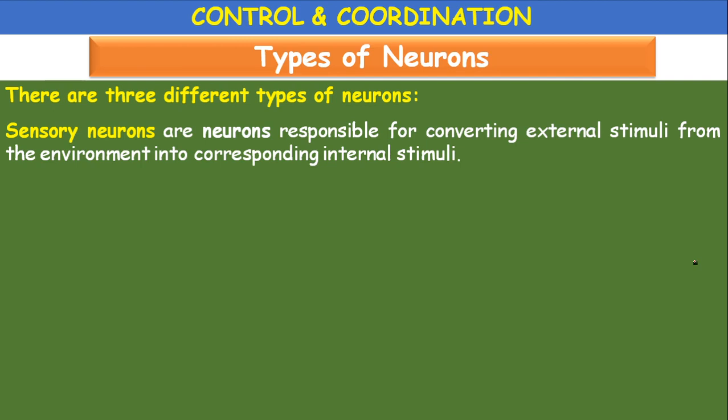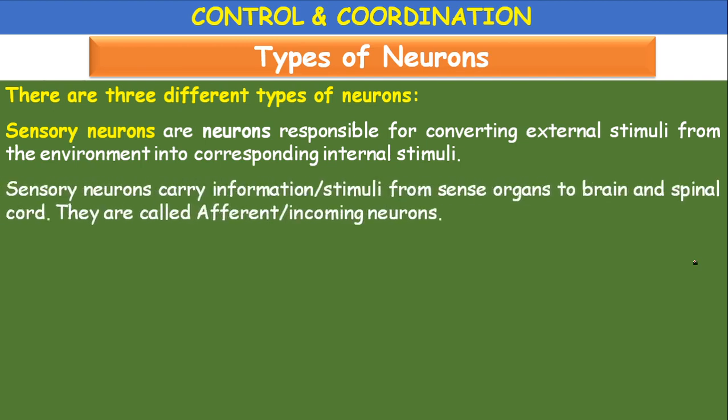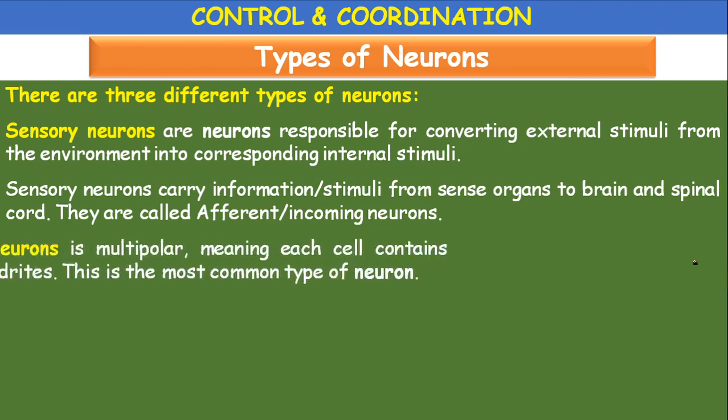These are called afferent fibers. The sensory neurons carry the information or stimuli from sense organs to the brain and spinal cord. They are called afferent or incoming neurons.